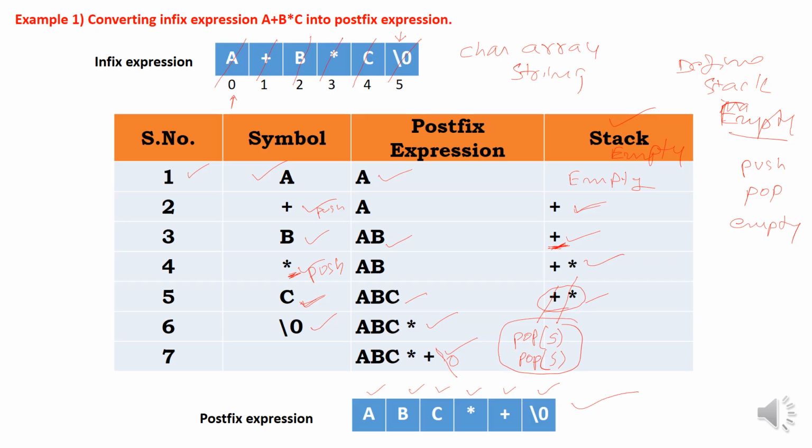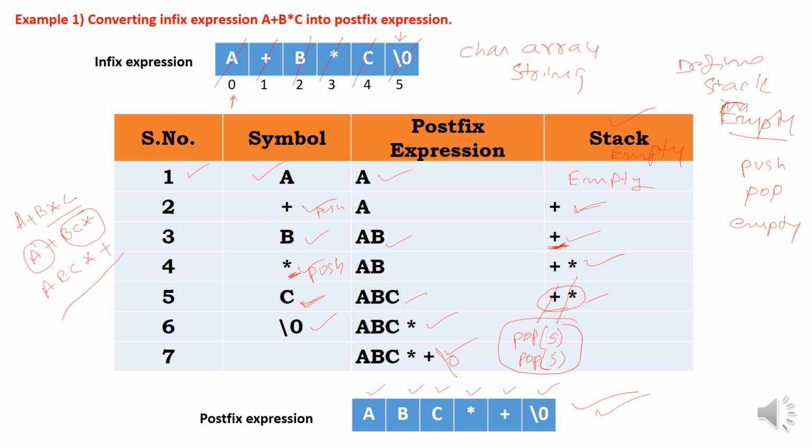So the infix expression is a plus b into c, and the postfix expression is a b c into plus. Whether it is correct or not, just find out. A plus b into c. So b into c will be converted first: b c into. Then a is there, plus is there; a is an operand, b c into is another operand. Now a b c into plus is your postfix expression.